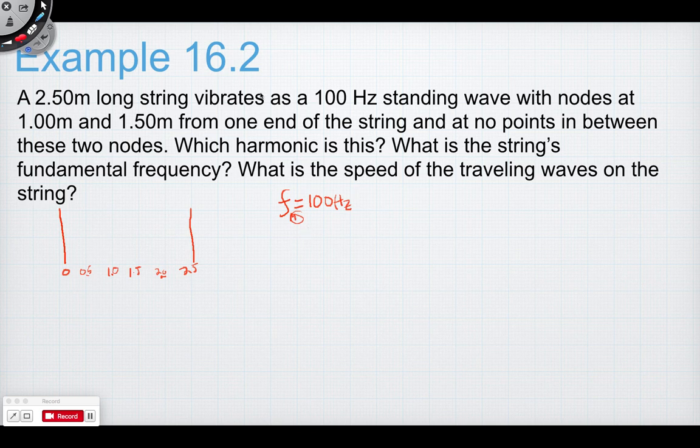And it says that there are nodes at 1, which is right here. That's a node. And at 1.5, so that's a node. If there's a node at 1 and 1.5 and none in between, that means there's also a node at 2. There's also one at 0.5. So actually, the nodes are spaced out every half of a meter. I also know there has to be nodes at each end, since we're vibrating a string like this.